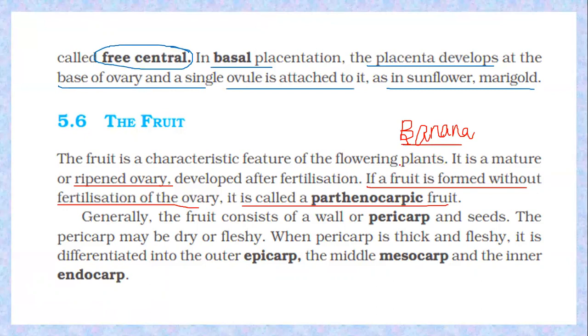Guys, you might have heard about seedless grapes and all, right? Generally, the fruit consists of a wall or the pericarp and the seeds. The pericarp may be dry or fleshy. When the pericarp is thick or fleshy, it is differentiated into outer epicarp, middle mesocarp, and an inner endocarp.